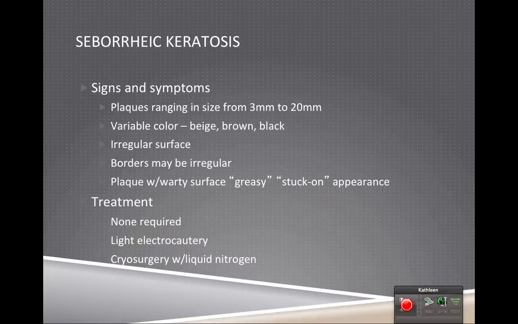Signs and symptoms: you have plaques ranging in size from 3 millimeters to 20, variable color, beige, brown, black. You have an irregular surface. Borders may be irregular, plaque with warty surface, greasy, stuck-on appearance. Treatment: none required. Light electrocautery, cryosurgery with liquid nitrogen.